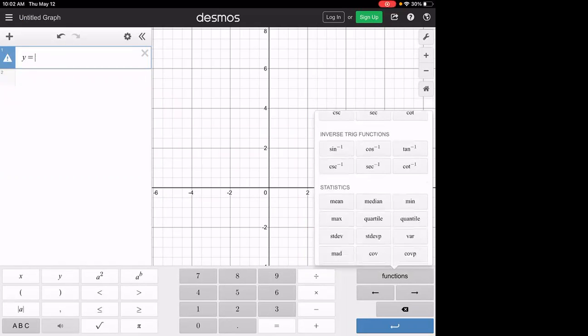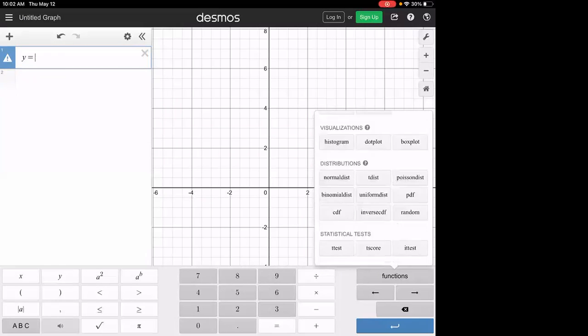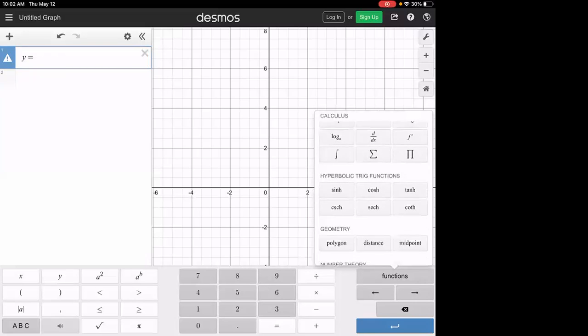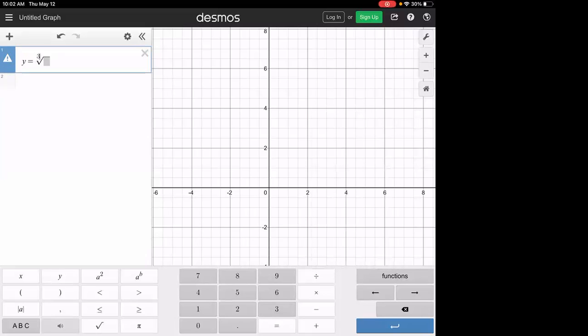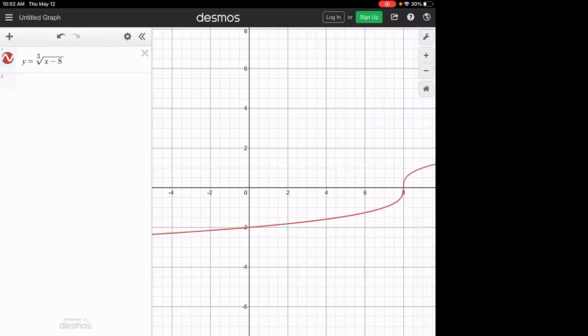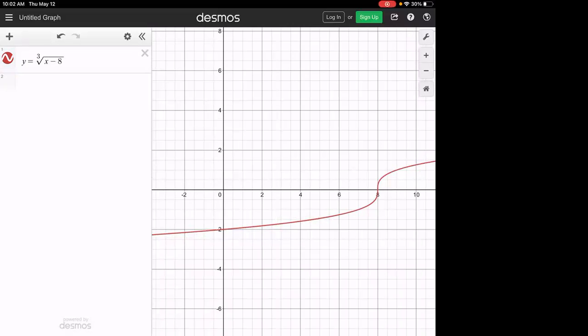Function. Oh, right here, the nth root. So 3, and then x minus 8. Right there, that's your graph. The reason you see the 8 there: if you plug in x equals 8, what happens? 8 minus 8 is 0, right? The cube root of 0 is 0. It's at 8, no height. Squashed to 0.